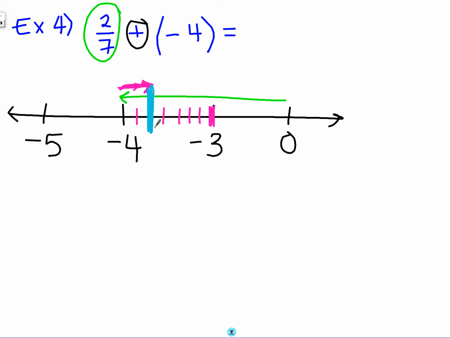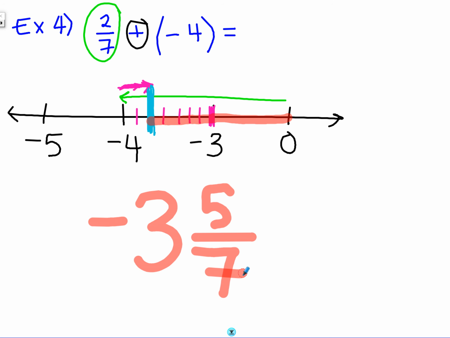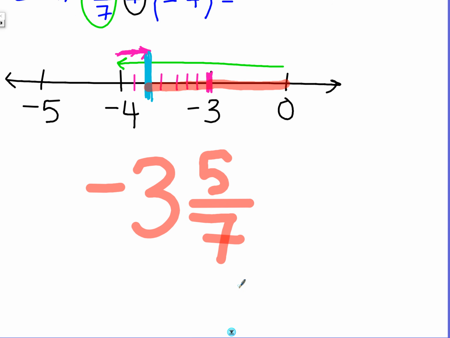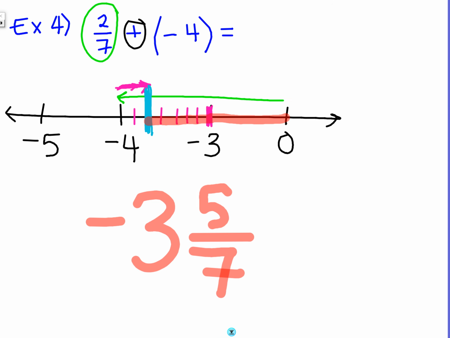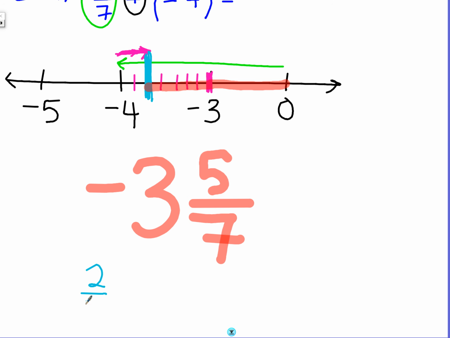Okay? And this one is tricky because when you write or try to get your answer, you start at 0. Here's -3, and 1, 2, 3, 4, 5 of the 7 parts. Okay? And then lastly, if I want to do the same problem, and let me just make sure I remember what the problem is, 2/7 plus -4. So 2/7 plus -4.